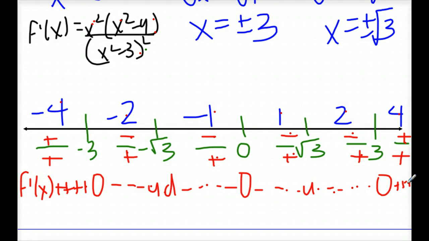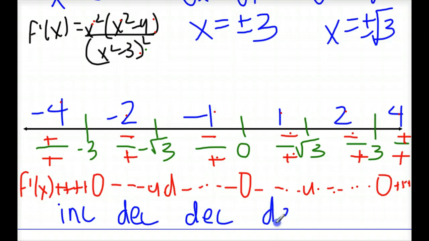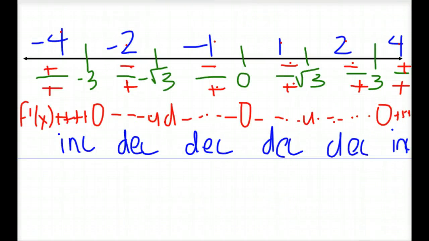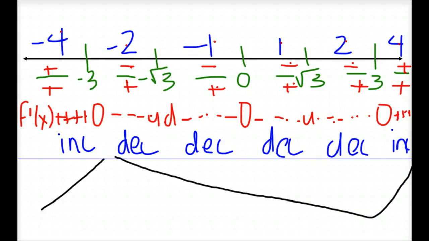So if I were to write these down, I'm increasing, decreasing, decreasing, decreasing, decreasing, and increasing. So if I were to draw those out, I would have something that's increasing, decreasing, decreasing, decreasing, decreasing, and increasing right here. So all the question is asking for is the x-coordinate of a local minimum and the local maximum.